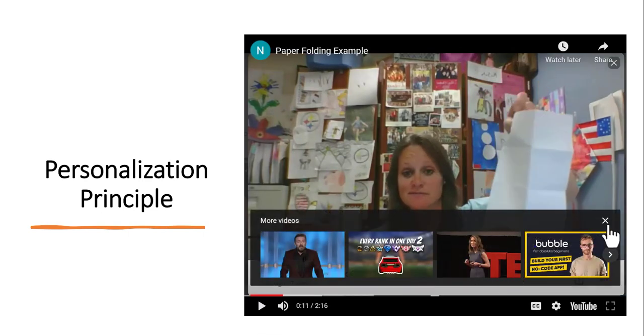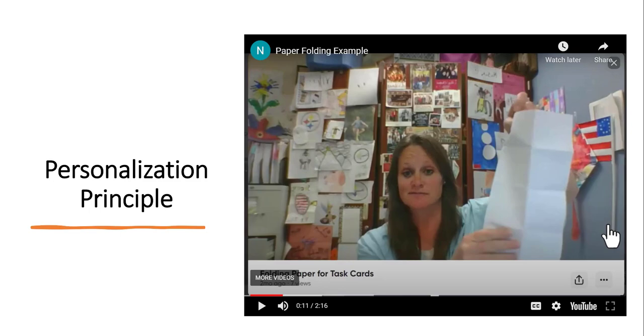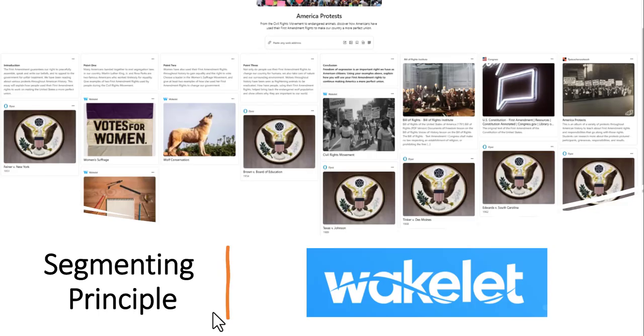And we don't need to continue watching that, but it gives my substitutes a way that it's personalized. I'm still there in my classroom even though I'm not physically there, which is nice. Now here is Wakelet, and this is segmenting. It's much smaller than what it normally is. It doesn't fit, but I wanted to get this all on this page.